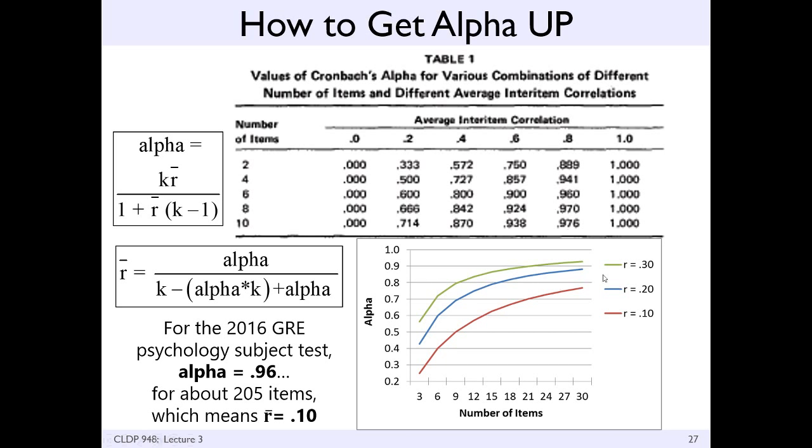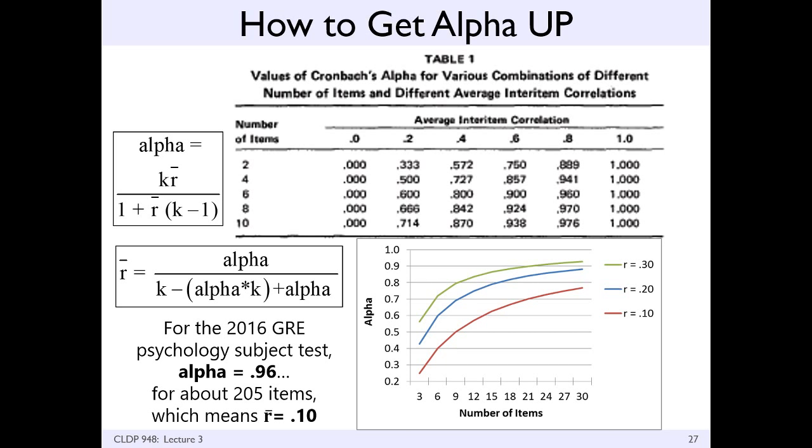So here is a plot that I made that shows the influence of the number of items given an inter-item correlation. And you can get above 0.7 if you have 30 items, even if they're only correlated on average 0.1. You can rearrange the formula to solve for the average inter-item correlation given the number of items and the reported alpha. So for example, the GRE subject test for psychology from 2016, in their test manual, they report an alpha of 0.96.